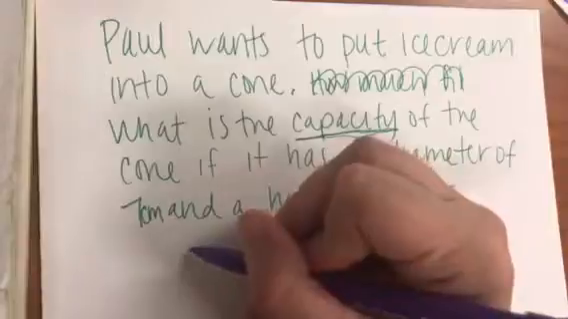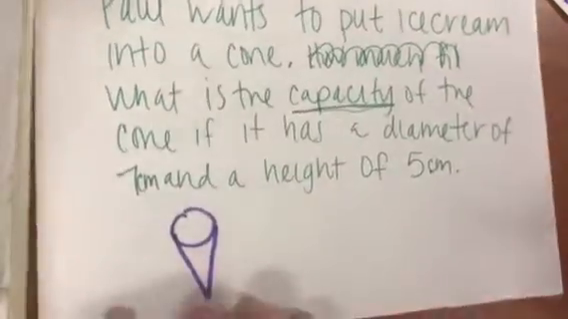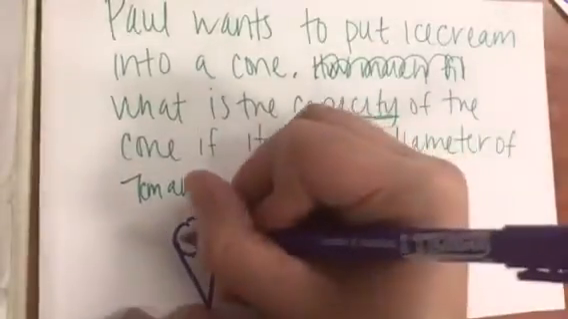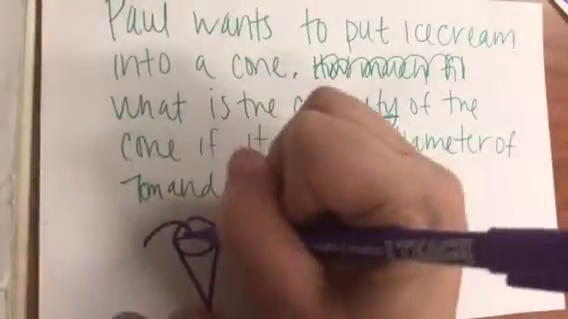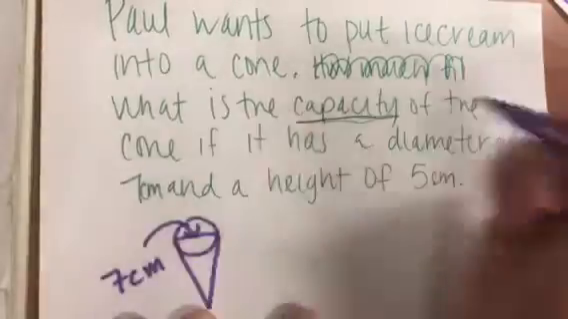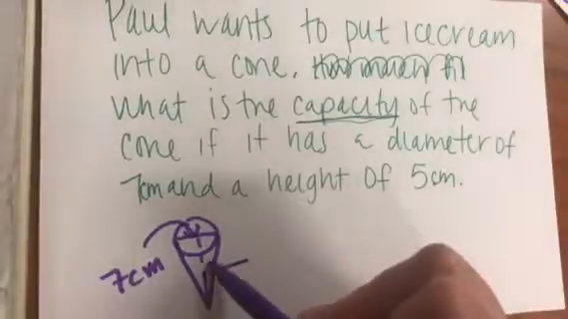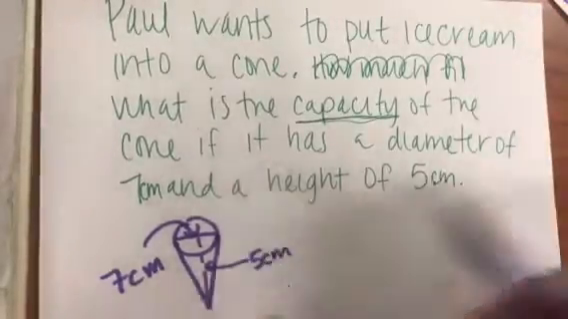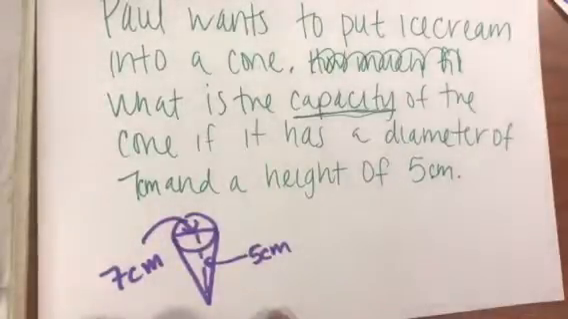Okay, so we've got a cone. We have our ice cream cone. I have to draw it. I like the pictures. It's got a diameter of 7, a diameter, not radius, and a height of 5. I know it's a teeny tiny little cone. It's for a gnome. It's a gnome cone.